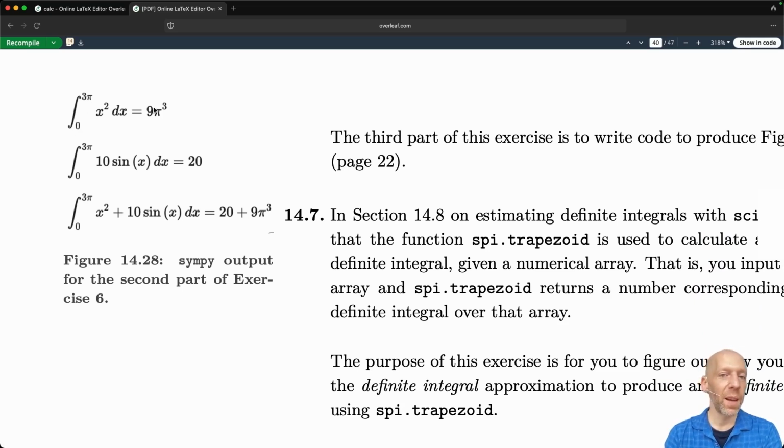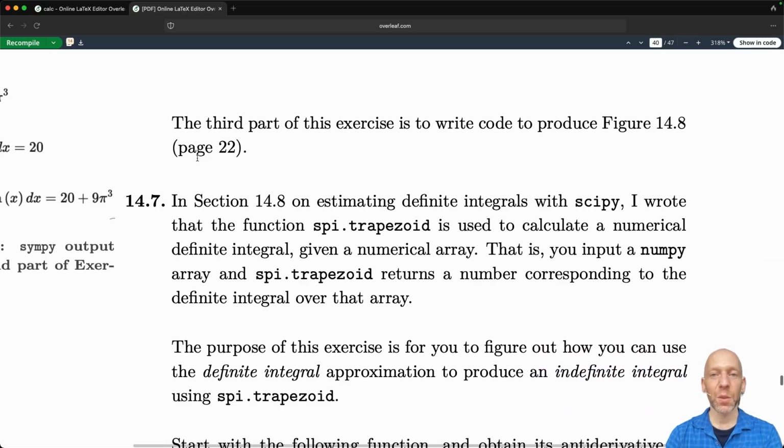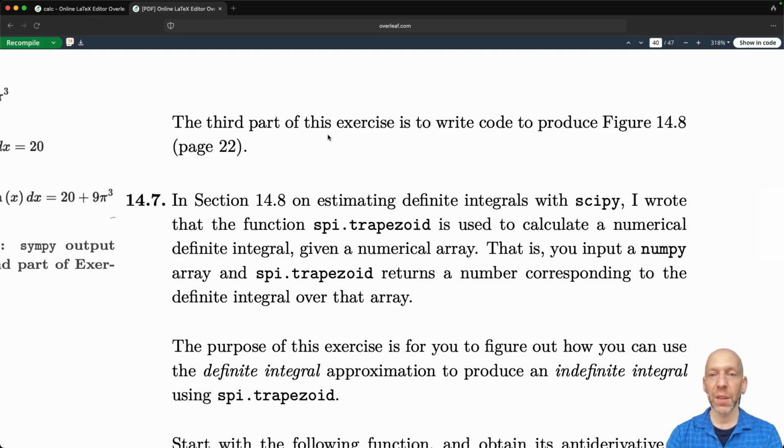That gives us 9 pi cubed for f, a value of 20 for function g, and then for function h, which is f plus g, we see, don't even need a calculator here, it's obvious that this integral is just the sum of these two integrals. Okay, so that's the second part of this exercise. Finally, the third part is to write code to produce figure 8.